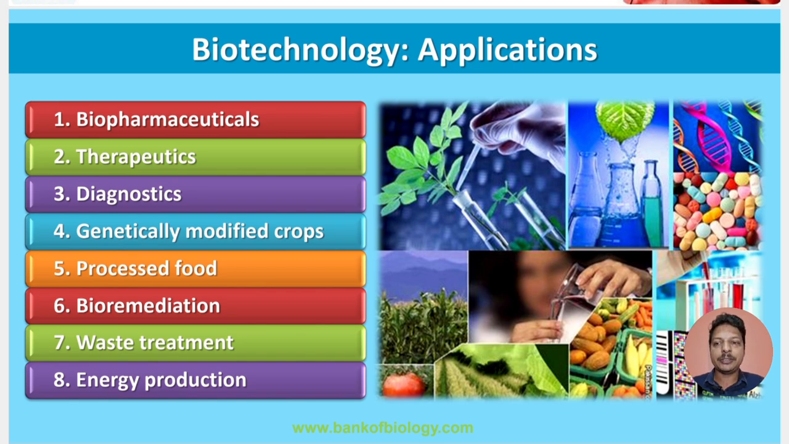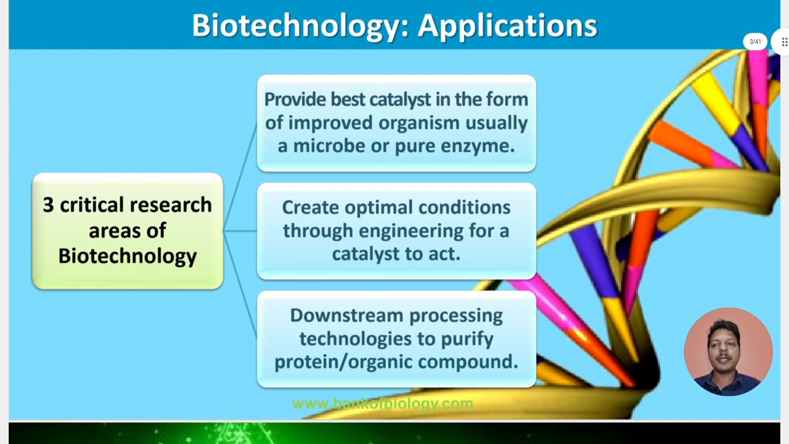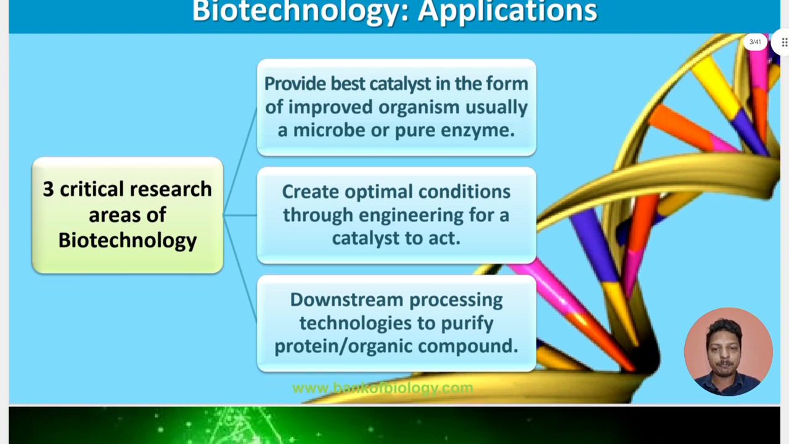Biopharmaceuticals, therapeutics, diagnostics, genetically modified crops, processed food, bioremediation, waste treatment and energy production. So we use biotechnology in all these different industries. So let's start from the beginning. NCERT says, and this PDF says, that there are three critical research areas of biotechnology. One is to provide the best catalyst in the form of an improved organism, usually a microbe or pure enzyme, creating optimal conditions through engineering for the catalyst to act, and downstream processing technologies to purify proteins or organic compounds.